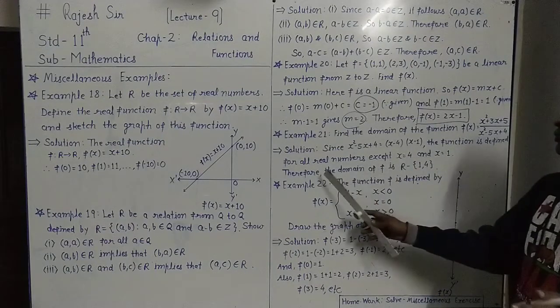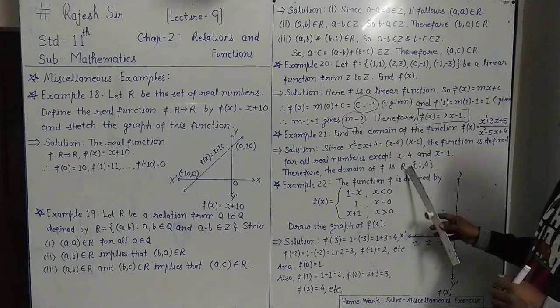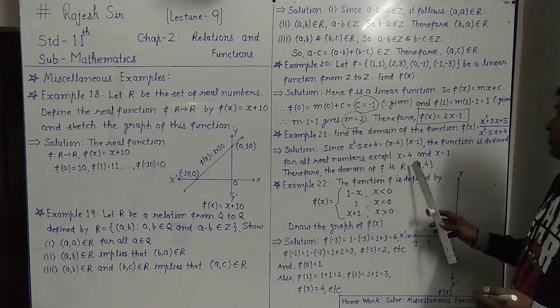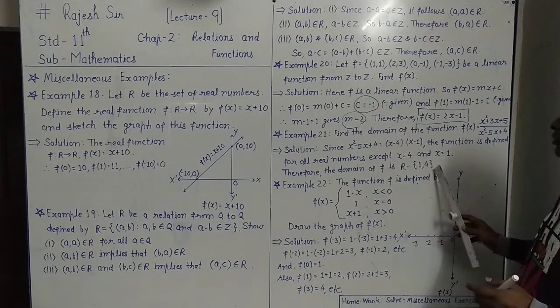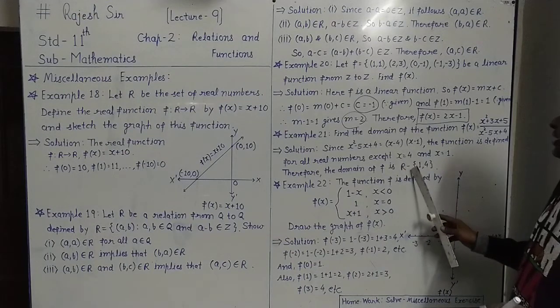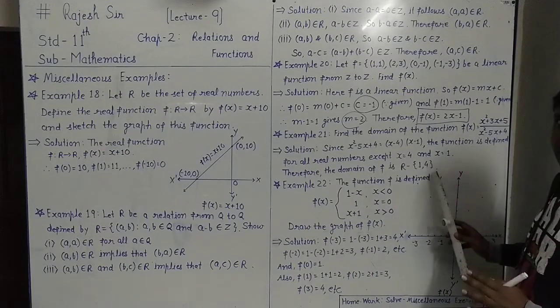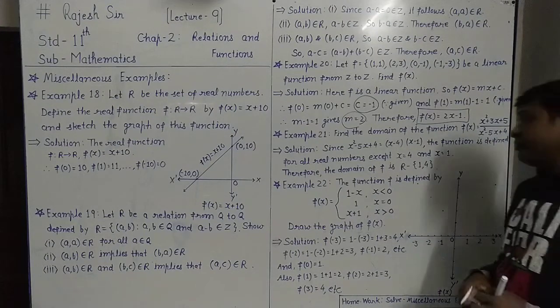Therefore, the domain of f will be all the real numbers except 1 and 4. So R minus {1, 4}. R minus {1, 4} shows that we can take any real number except 1 and 4. So this way we find the domain of the given function.